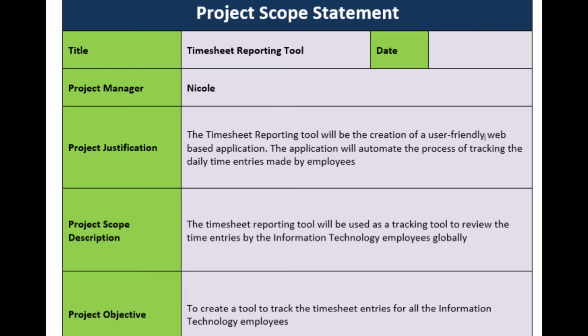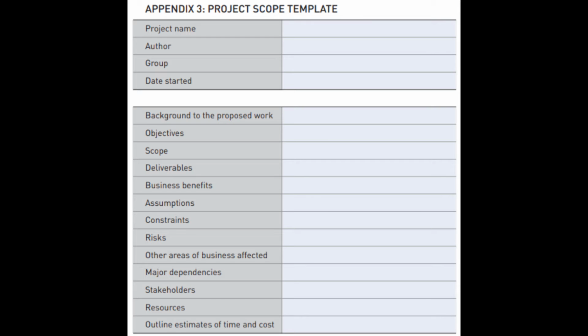A scope statement outlines the entire project, including any deliverables and their features, as well as a list of stakeholders who will be affected. It will also include any major project objectives, deliverables, and goals to help measure success.